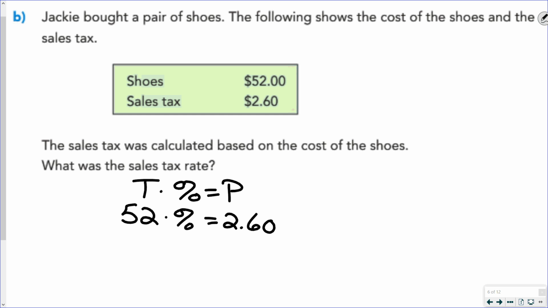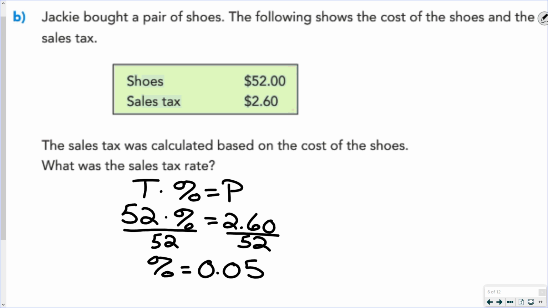So to solve the equation, we would divide both sides by 52. And we would find that $2.60 divided by 52 is 0.05. Now that, as it is a decimal, and we want a percentage, we would convert 5/100ths into the percentage of 5%.